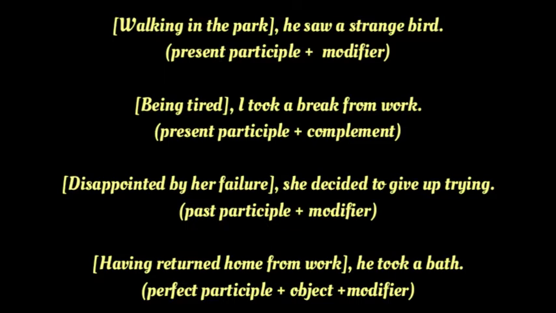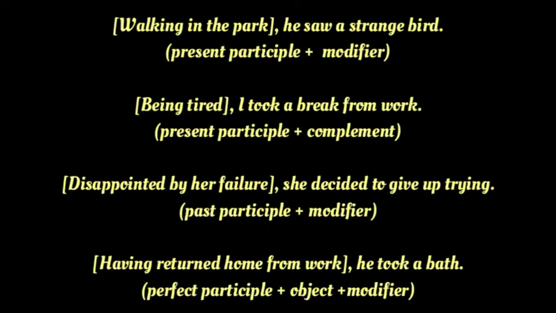Next, disappointed by her failure, she decided to give up trying. In this sentence, we have a past participle phrase, disappointed by her failure, which refers to the subject she. And it consists of the past participle disappointed and its modifier by her failure, which is an adverb phrase.